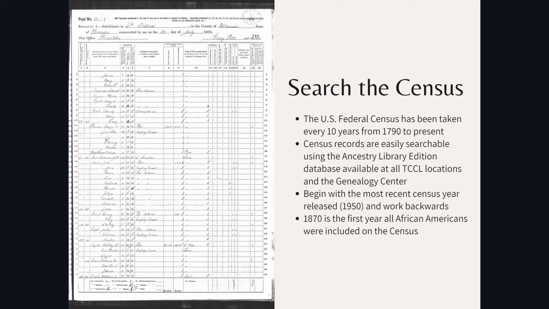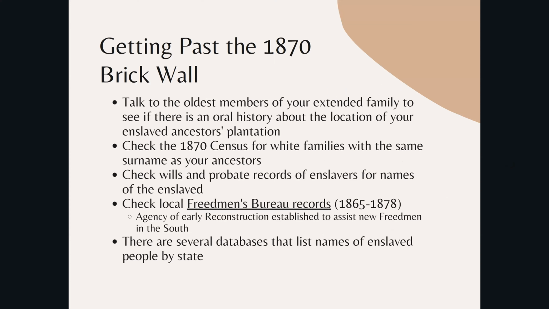So the most recent census year is 1950. It was just released this year and it's still being transcribed, although a lot of it has been transcribed now. So you can start searching for relatives that you know were alive in 1950 and work backwards from there. Now, 1870 is the first year that all African Americans were included on the census. So once you get to that 1870 year on the census, you'll hit what is known in genealogy as the 1870 brick wall for African Americans. This is only for African Americans who have been in the country prior to 1870.